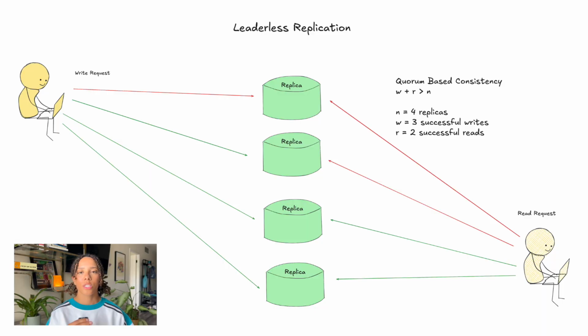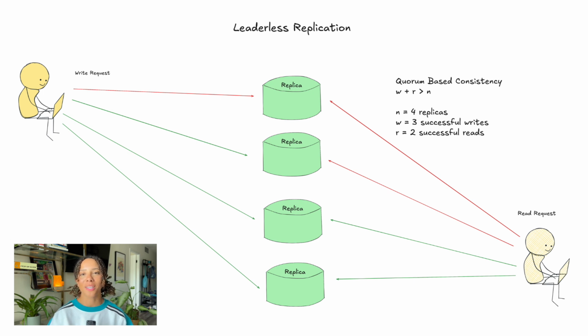So the final type of replication that we have is called leaderless replication. And it's exactly what it sounds like. There's no concept of leader. Any replica can receive reads and writes. So in order to handle conflicts here, there's a concept called quorum. Quorum just means a majority vote. In order for a read to be considered valid, a predefined majority of the replicas need to agree on the value. And same with a write. In order for a write to be considered successful, a predetermined majority of the replicas need to have deemed that write as successful.